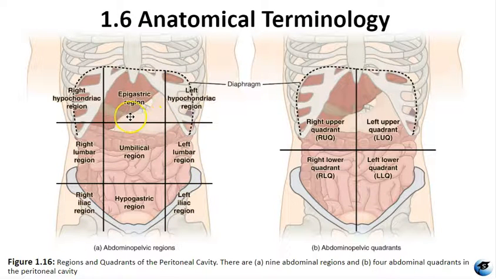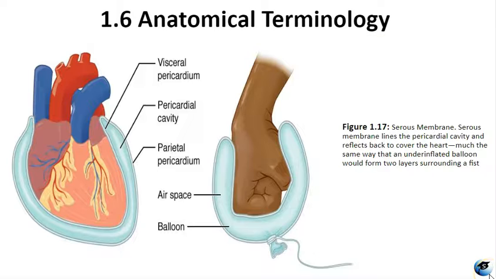Then in the middle here you have the epigastric region, umbilical region, and hypogastric region. So those are your 9 regions. As for the 4 quadrants, you have the right upper quadrant, left upper quadrant, right lower quadrant, and left lower quadrant. Figure 1.17 helps to illustrate the serous membrane that lines the pericardial cavity.